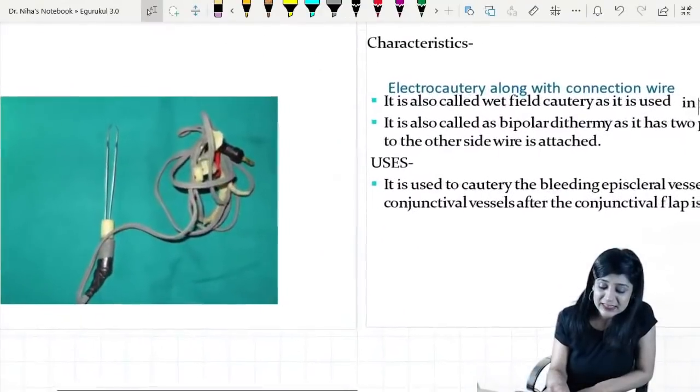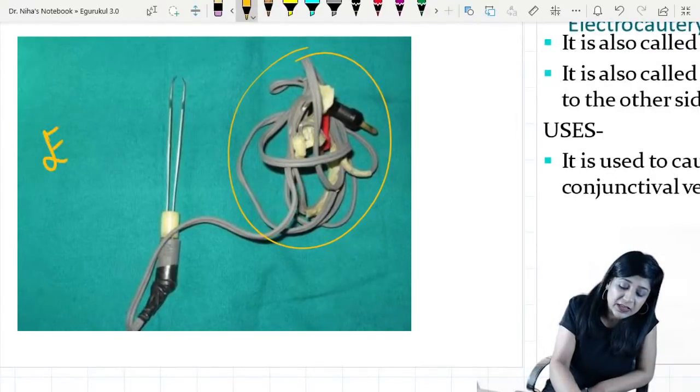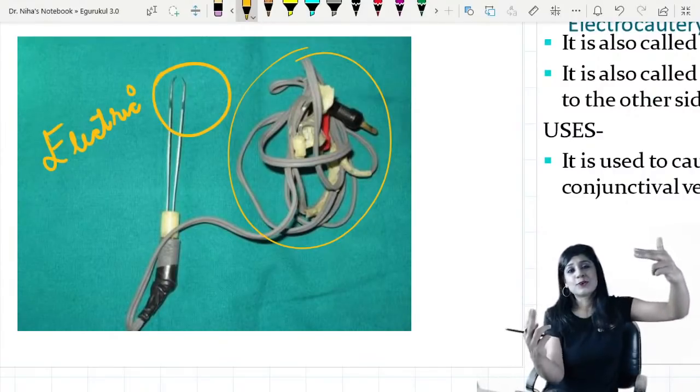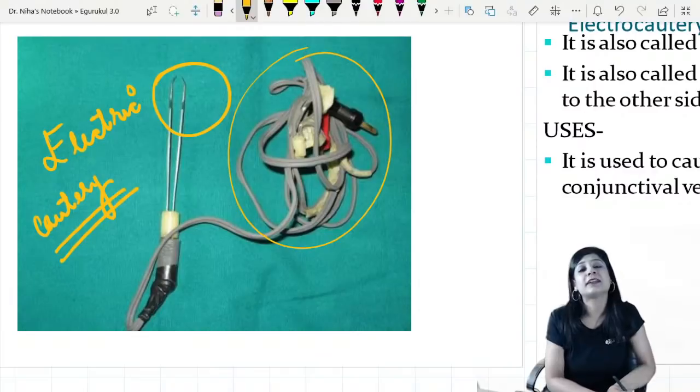Now see this. This is the easy one. You can see the electrical wire. Because the electrical wire is seen, it is something related to electricity. And can you see, this is again holding. So this is actually your electric cautery. This is again an instrument which is required for the cataract surgery.